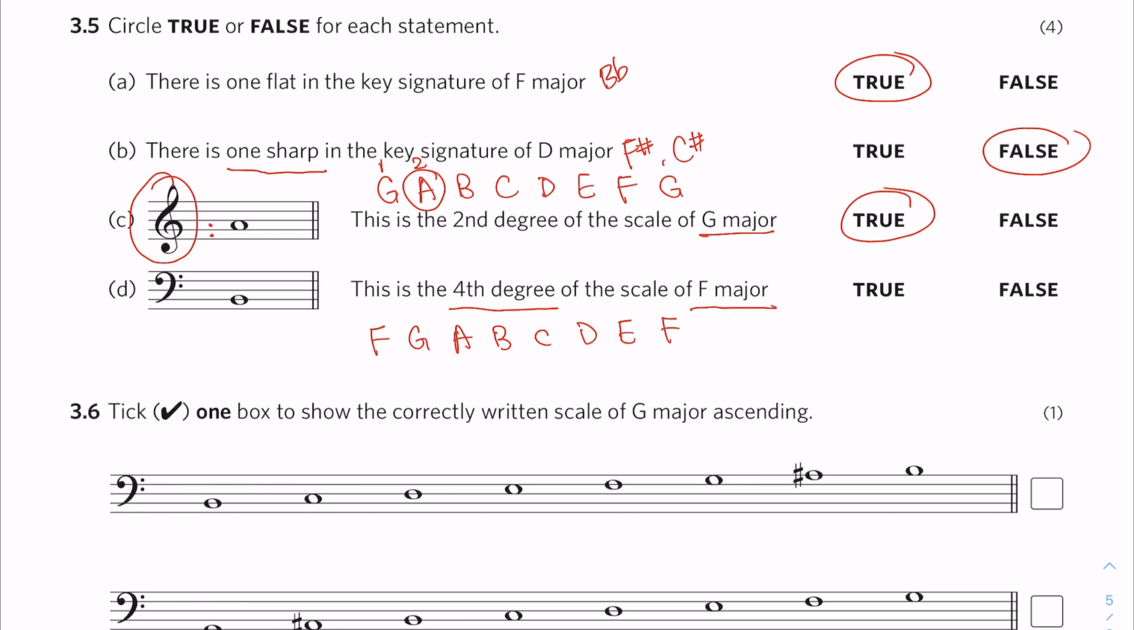Which one is the fourth degree? So 1, 2, 3, 4. Fourth degree would be B. Okay, let's check here. We've got G, B. Okay, this is a B, but is it correct?